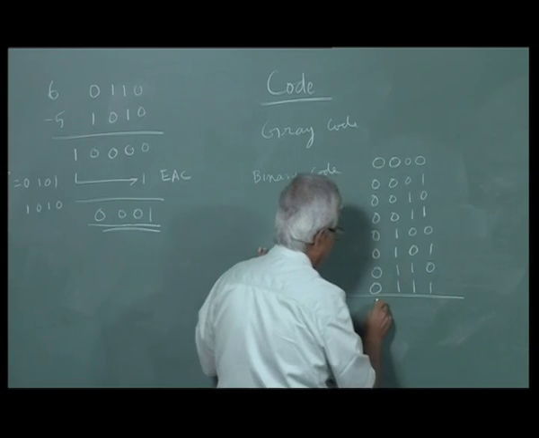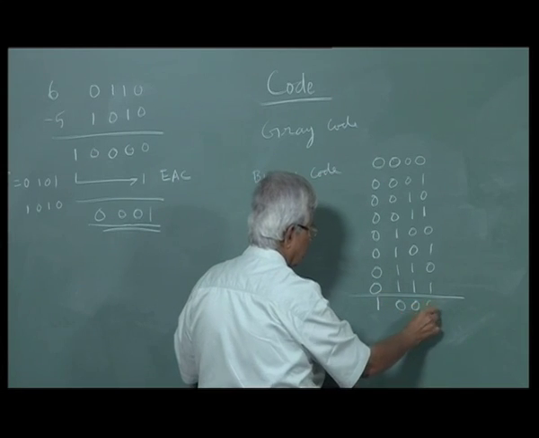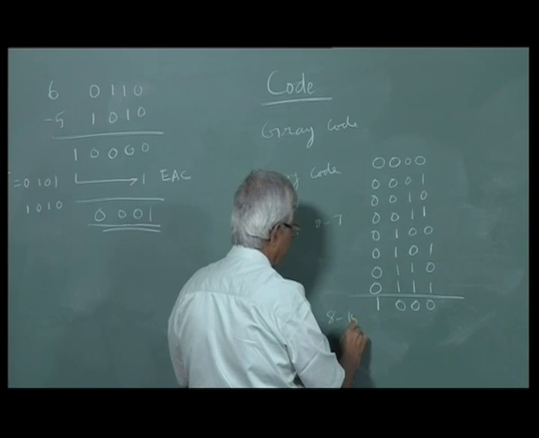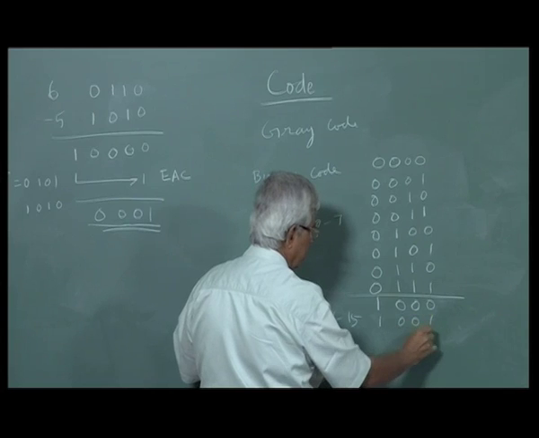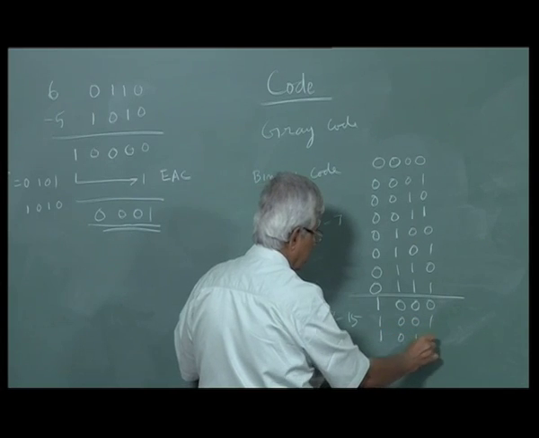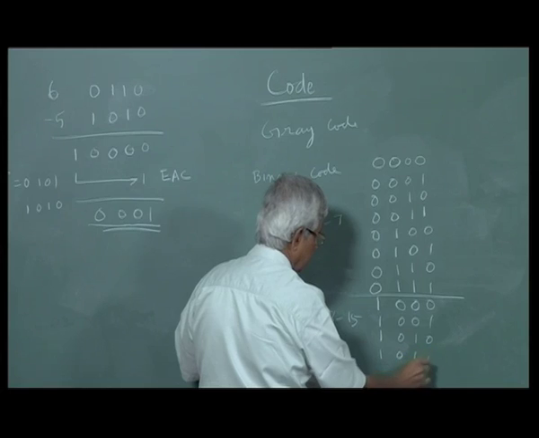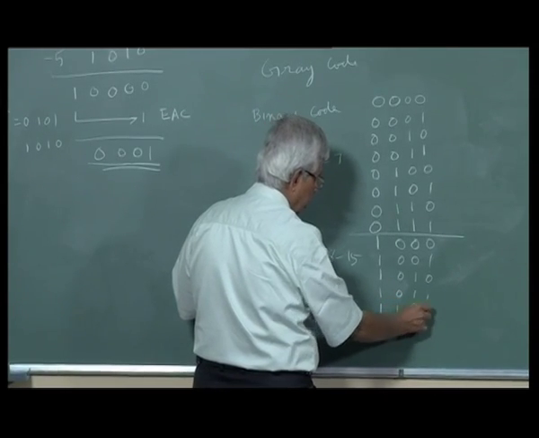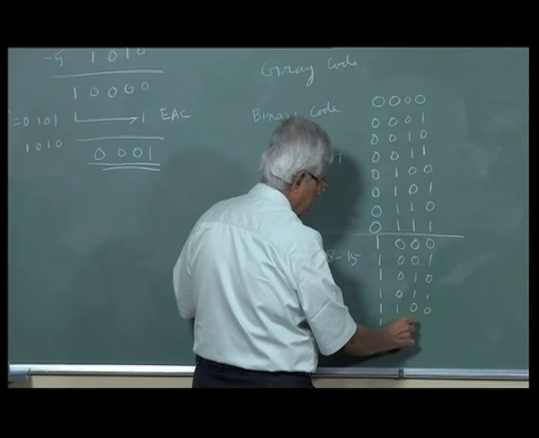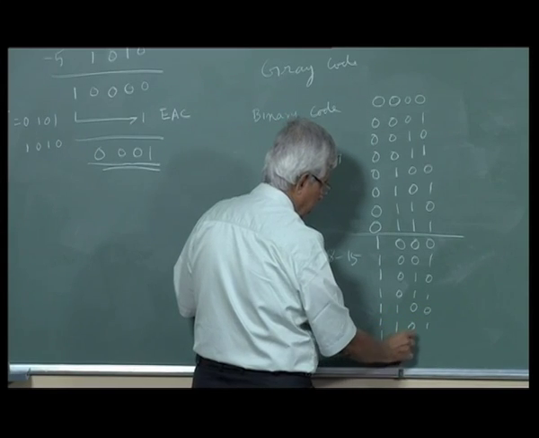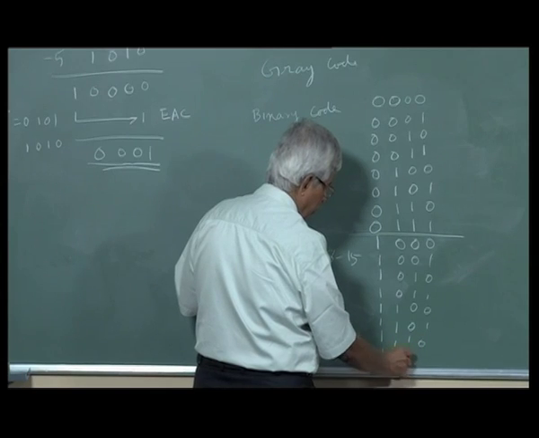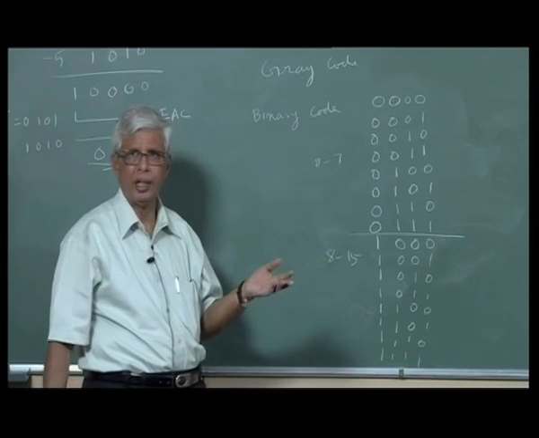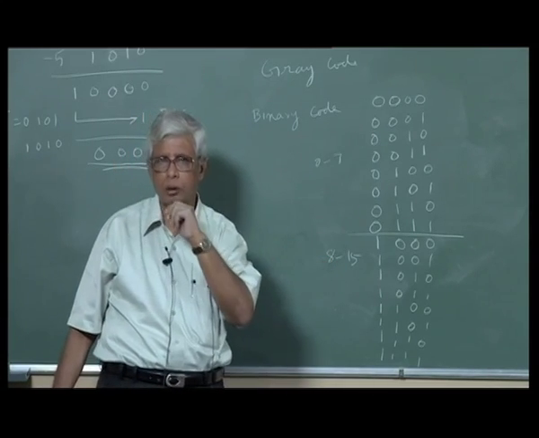Now with 1 you have to repeat the whole thing. This is 0 to 7, 8 to 15. 1, 0, 0, 0, 1, 0, 0, 1, 1, 0, 1, 0, 1, 0, 1, 1, 1, 1, 0, 0, 1, 1, 0, 1, 1, 1, 1, 0, 1, 1, 1, 1. This is 8 to 15. There is no problem. Everybody understands this. But where do we use gray code?